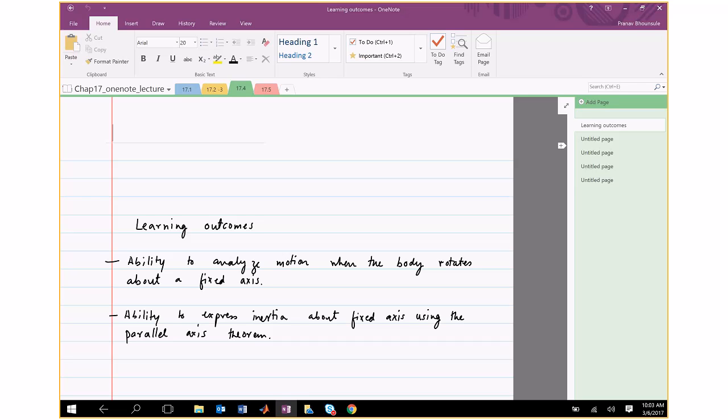Okay, let's start. Today's class we'll continue with rigid body motion.